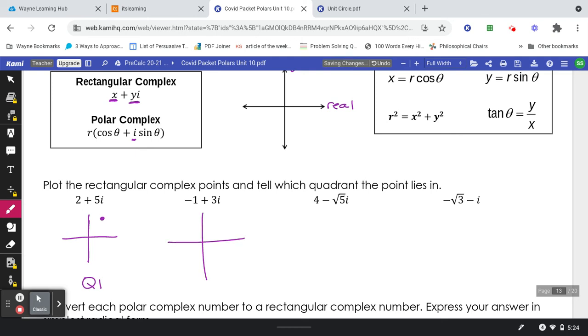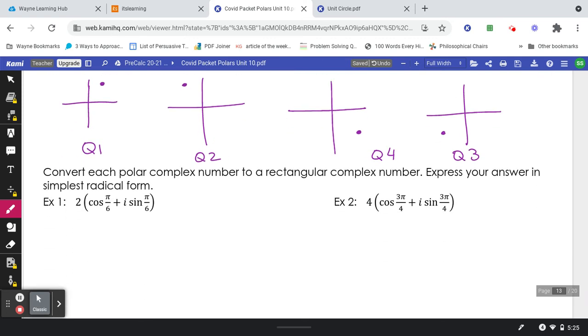Negative 1, 3i: left 1, up 3. That would put me in quadrant 2. So we're pretty much just plotting the numbers, ignoring the i. For 4 minus radical 5 i, again, I don't care about what the number radical 5 is. I just care about the direction. So 4 would move me to the right, and negative radical 5 would move me down. Not worried too much about where it falls, as long as I get it into the correct quadrant, which would be quadrant 4. And then negative radical 3, negative i, which would be like having a negative 1i. Negative, negative would fall into quadrant 3.